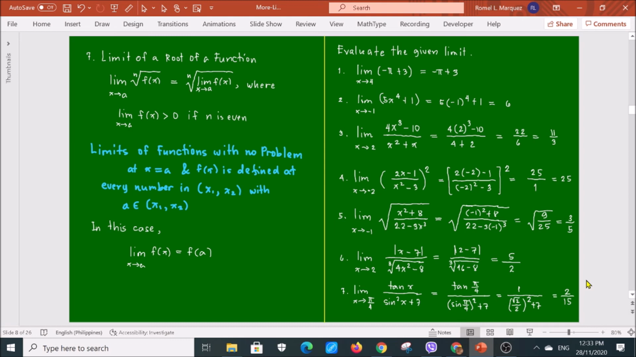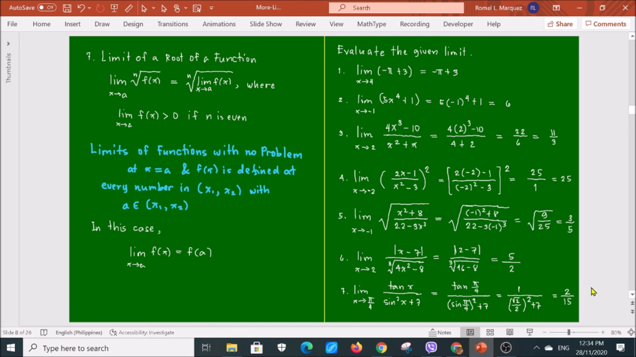I multiply the numerator by 2, I multiply the denominator by 2. So 2 plus 14, the denominator. 2 over 2 means 1, so it will not affect the value. Okay now, guys? Okay, guys.